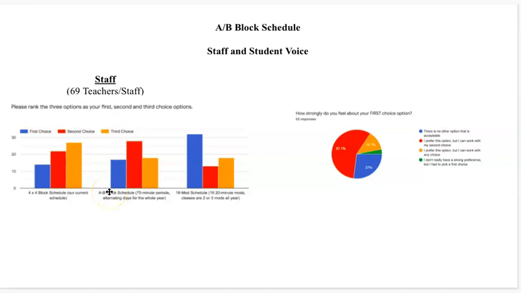This chart also was really telling to me because it shows staff and their first, second, and third choice option. If 4x4 block was your first choice, second choice, or third choice, AB, and 16 mods. But even after you ask people to pick a choice or to rank them, we also asked them to what degree they feel strongly about their choice. And only 27% of our staff responded that their first choice was the only acceptable choice. 73% of our staff is willing to work with whatever system we set up.